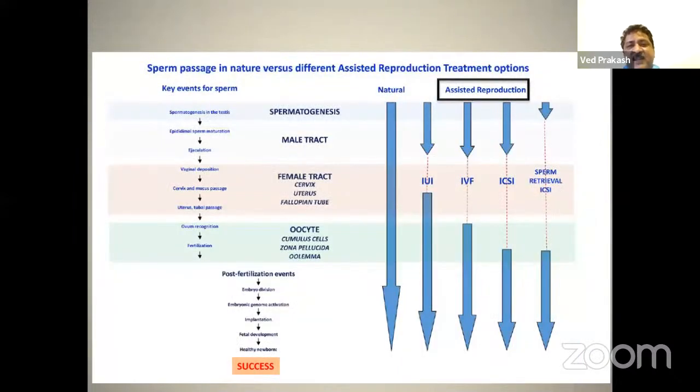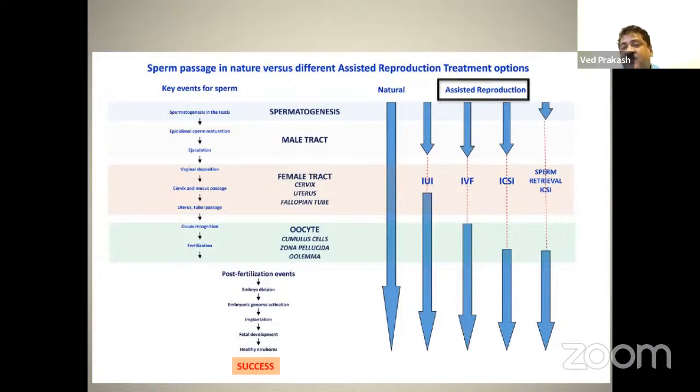So, sperm passage in nature versus different assisted reproductive treatment options. There are many key events for sperm. It starts from the testes to epididymal sperm maturation, ejaculation, vaginal deposition, cervix and mucus passage, then uterine and tubal passage, then ovum recognition and fertilization. After fertilization come embryo division, embryonic genome activation, implantation, fetal development, and a healthy newborn. These are the natural key events for sperm, and in nature these events should occur.